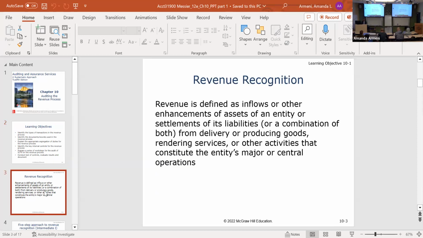Now, revenue. This should be familiar from financial and intermediate one. What are we talking about when we say the word revenue?